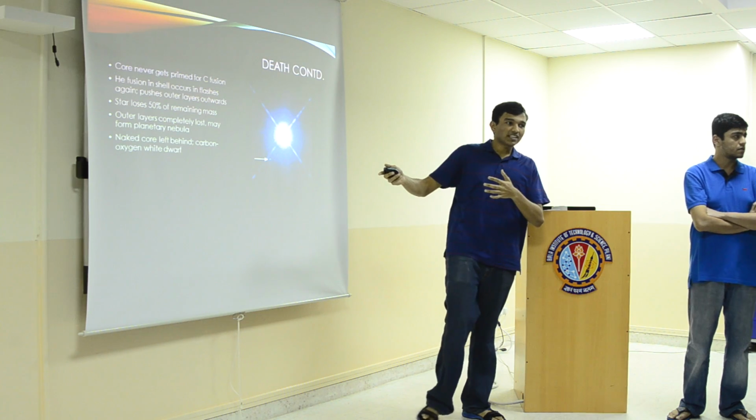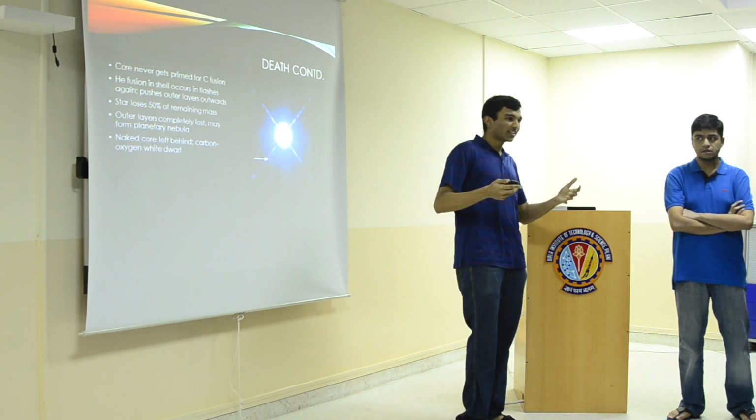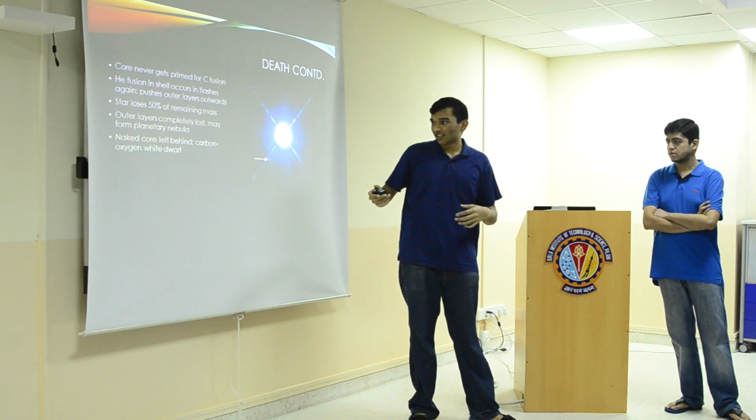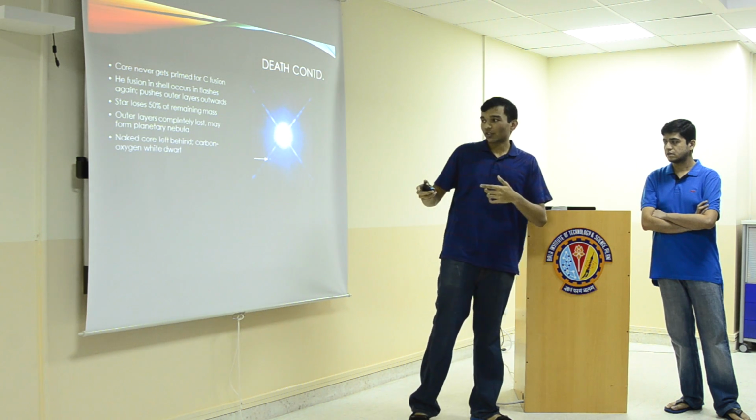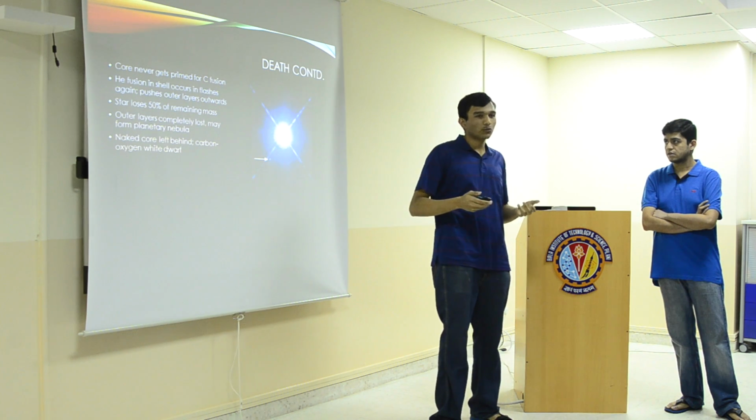The outer layers are completely lost, and you could get what you call a planetary nebula for some stars. But the naked core that's left behind, you would call this a carbon-oxygen white dwarf, or simply a white dwarf.